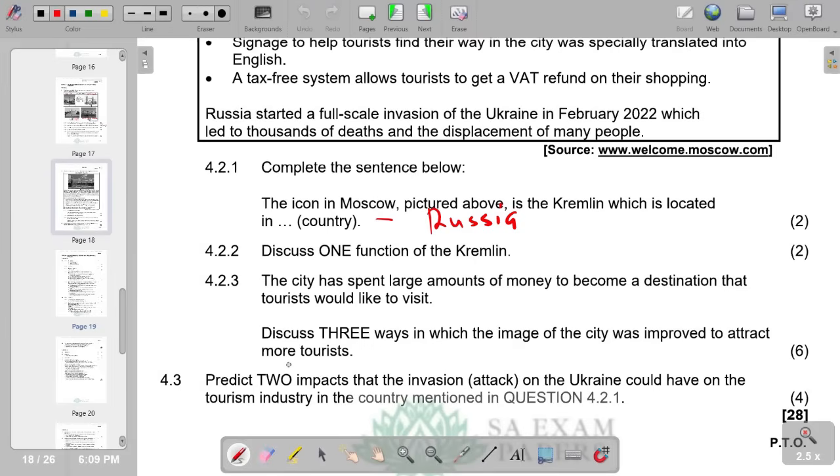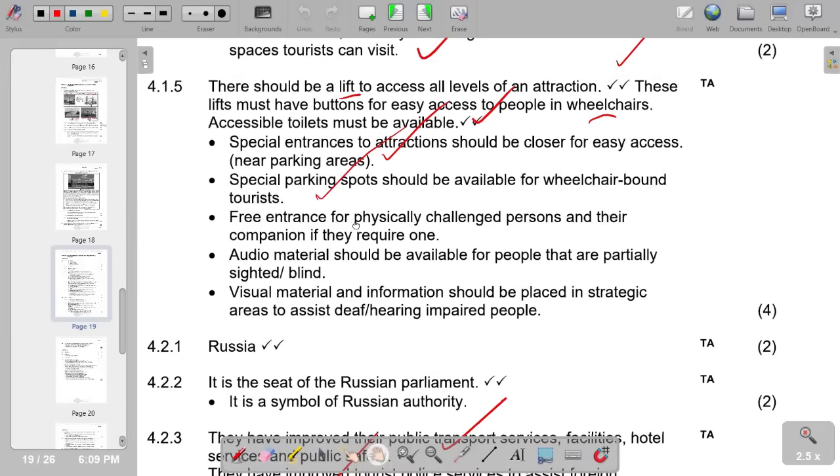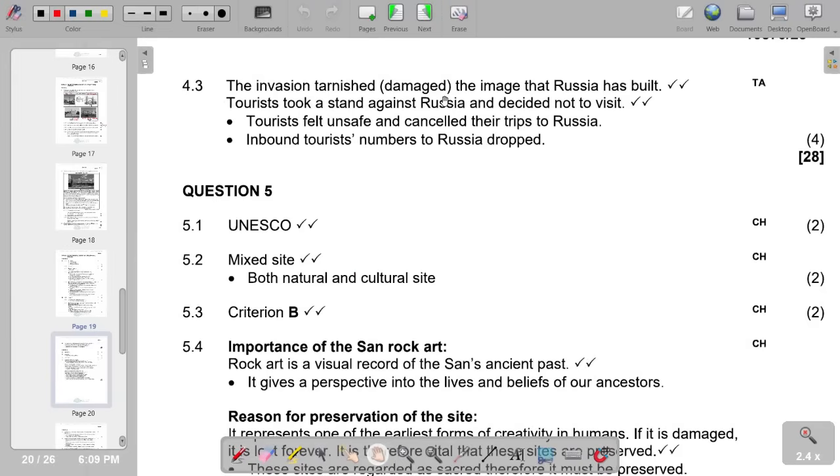Predict 2 impacts that the invasion attack on the Ukraine could have on the tourism industry in the country mentioned in question 4.2.1. Obviously, this is going to have a negative effect. So we see that the invasion tarnished or damaged the image that Russia has built, and tourists took a stand against Russia and decided not to visit.